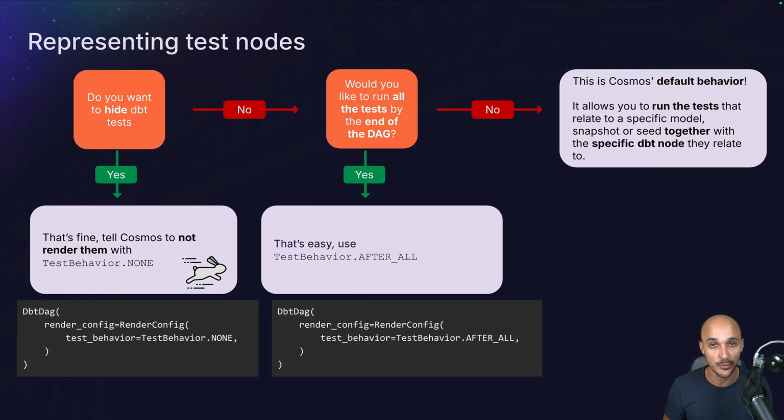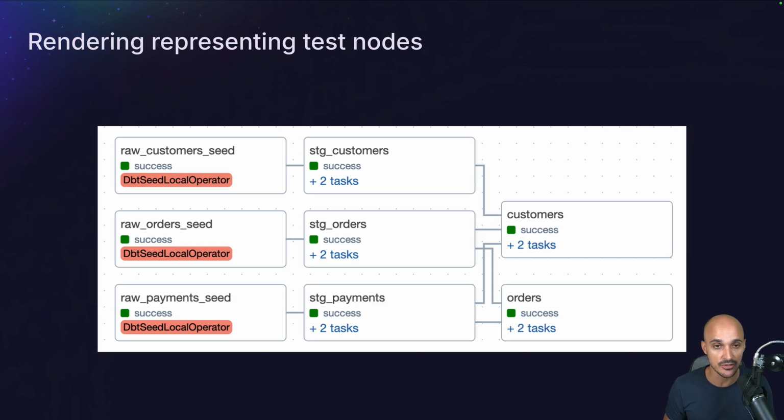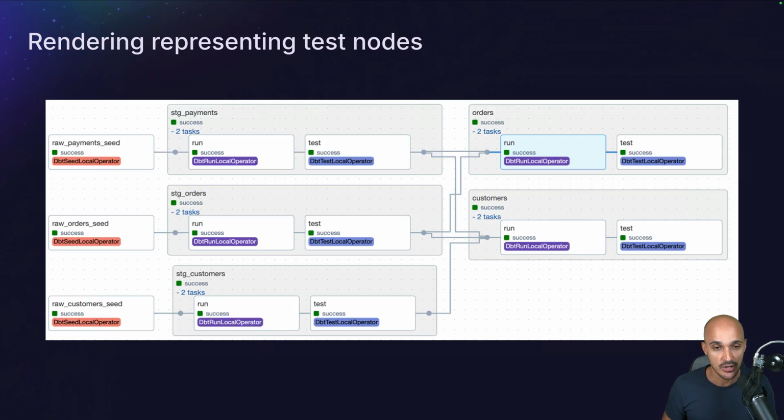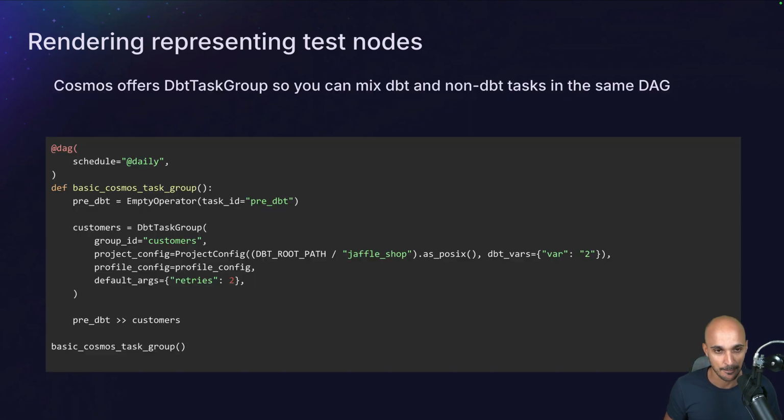By default, if you render your dbt workflow using Cosmos, you will see something like that. And if you expand the task groups, you will always see the run and the tests. That's the default behavior. So as soon as, for example, you materialize staging payments, then you will run the corresponding test. Again, you can change that as you saw in the previous slide.